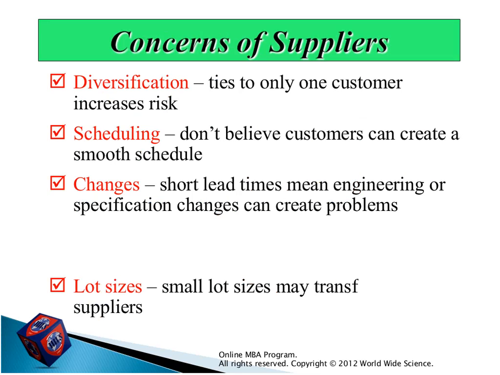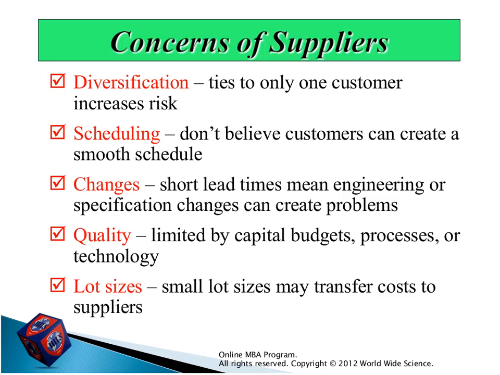Concern of suppliers. Suppliers, in relation to establishing just-in-time by a company, have their own concerns. They are worried about some items. These items have been listed as you can see in this slide: diversification, scheduling, changes, quality, lot size. Why are they concerns for suppliers? Let's consider each of them. Diversification.